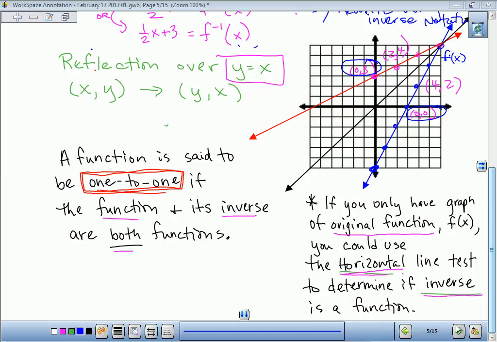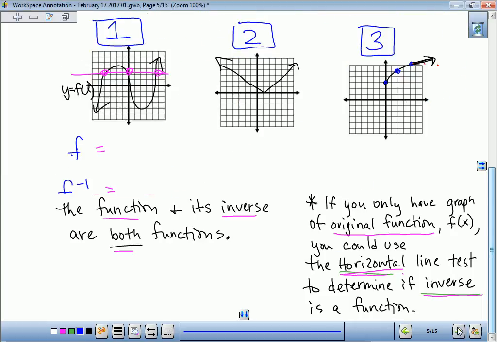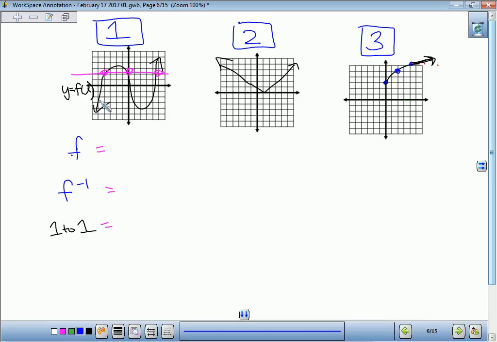Okay, you ready? Let's check out some. Now, look at this one. This is a squiggly, and it passes the vertical line test, so yes, it is a function. But would the inverse of this squiggly be a function? No. So would it be one-to-one? No. Okay, number 2.